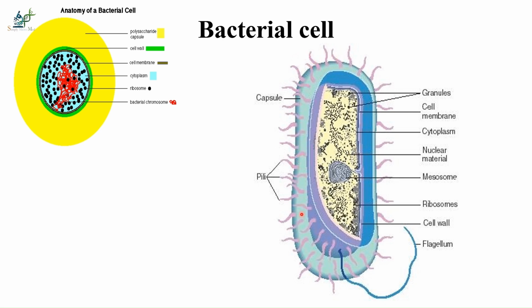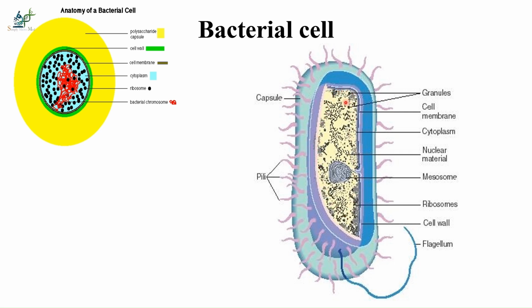Here you can see this is the outermost layer of bacteria, that is the capsule. All organisms will not have this capsule. Only capsulated organisms have this capsule. Just inner to the capsule is the cell wall. The cell wall is seen in all organisms, and depending upon the organism, mainly gram-positive and gram-negative, organisms will have different types of cell wall. Just inner to the cell wall, we can see the cell membrane or cytoplasmic membrane. And inner to the cytoplasmic membrane, we will have the cytoplasm.